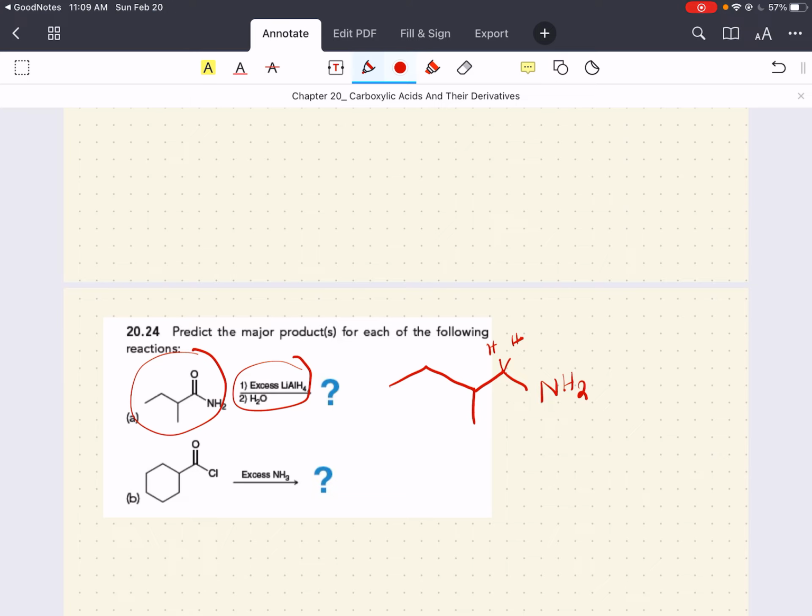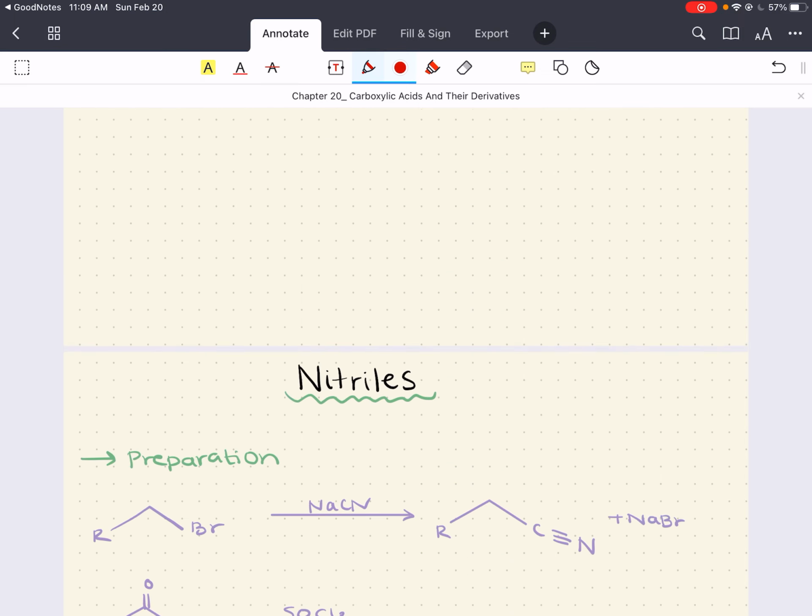All right, now, what if we treat this acid chloride with excess amide? All right, if we treat it with excess amide, then what we're forming is our acid chloride gets converted to an amide. Fantastic. All right, now we're going to cover one last group.